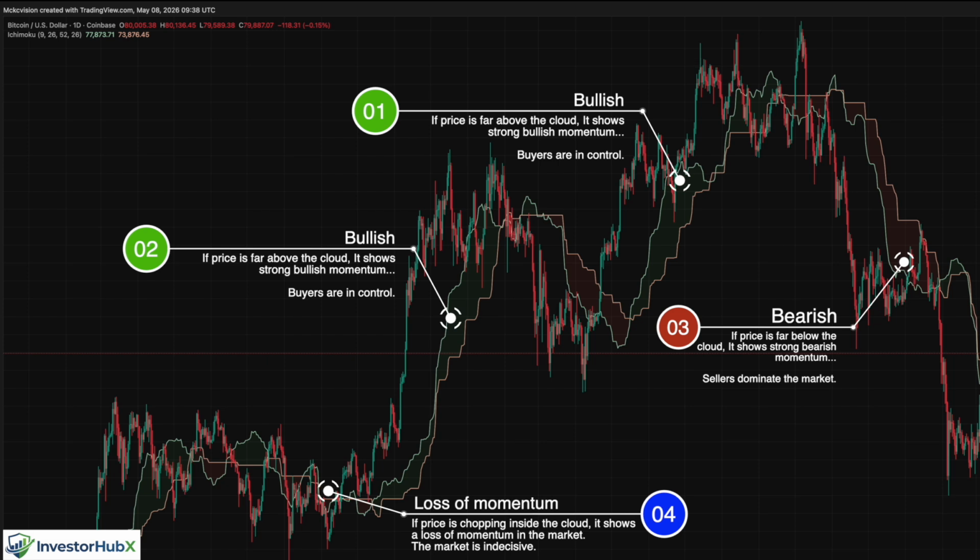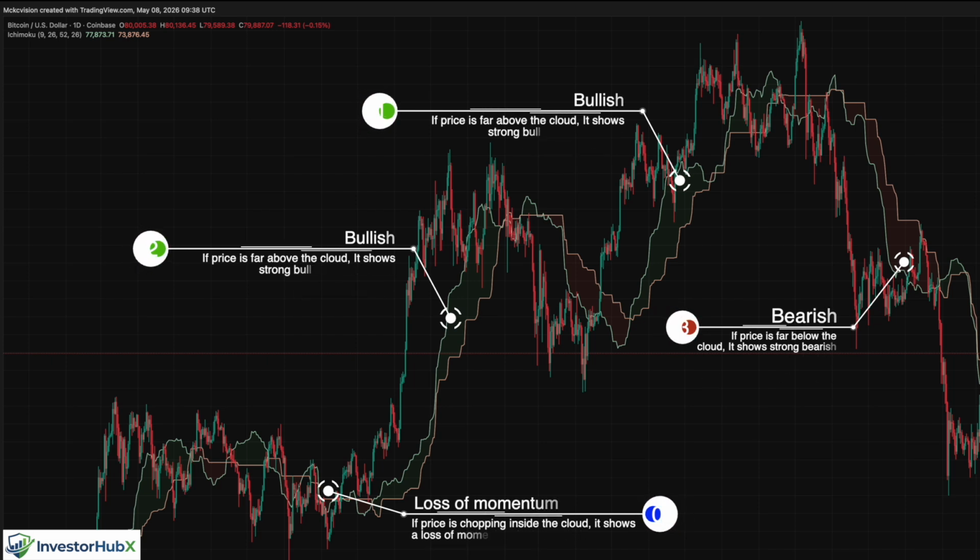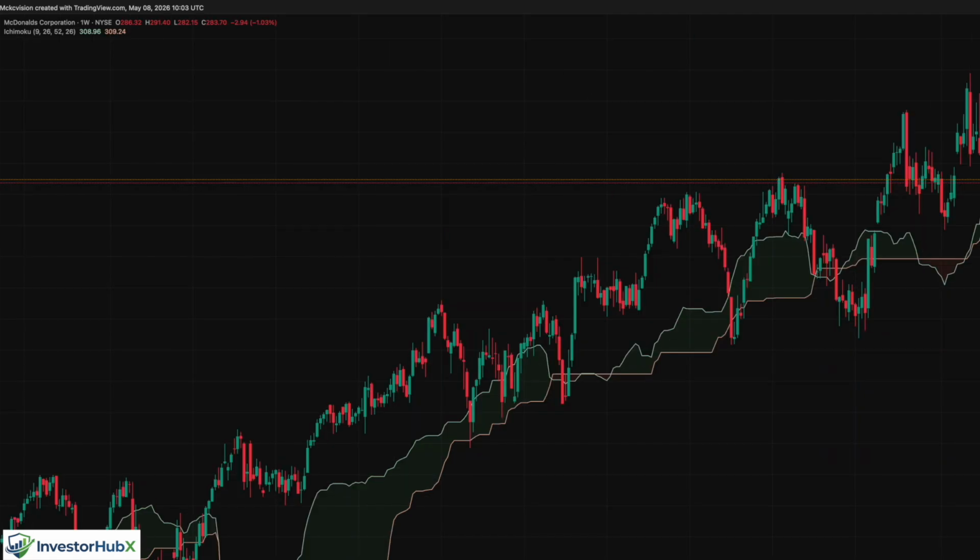The market is indecisive. If price breaks through the cloud, it signals a potential trend change. But not all breakouts are real. Some are fake. The cloud is not predicting the market. It is showing you where the battle is happening. If you understand the cloud, you understand the structure of the market.